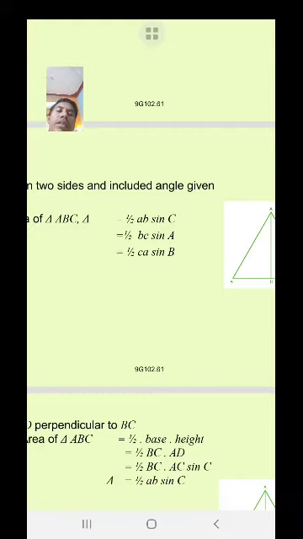So simple to remember is half ab, small a is side, small b is side. So c is not there means sine C. Like that we have to remember the area of the triangle ABC. And similarly we can write half bc sine A and also half ca sine B.